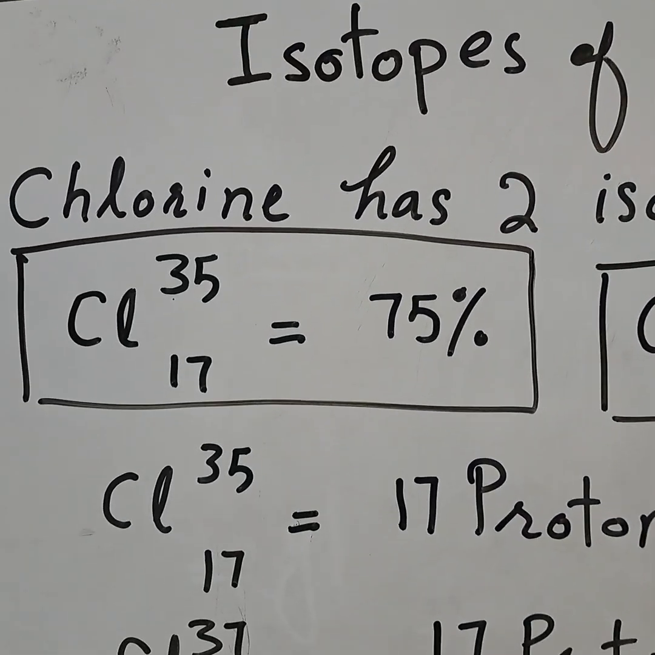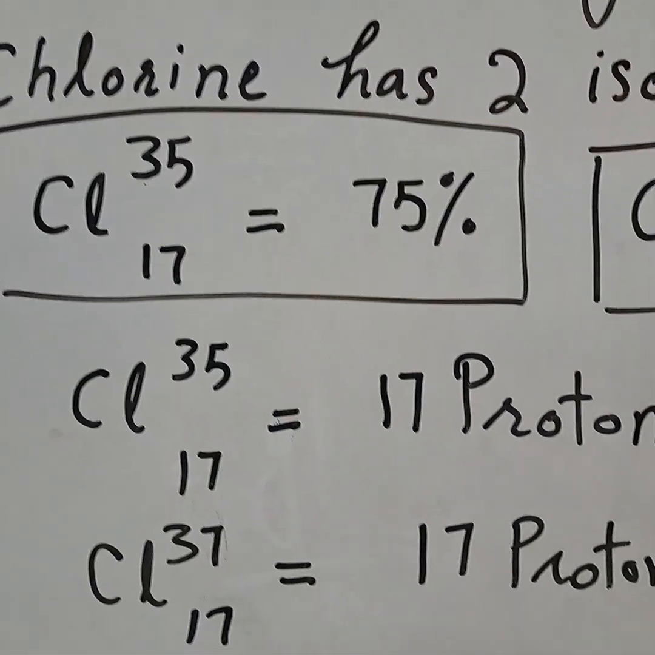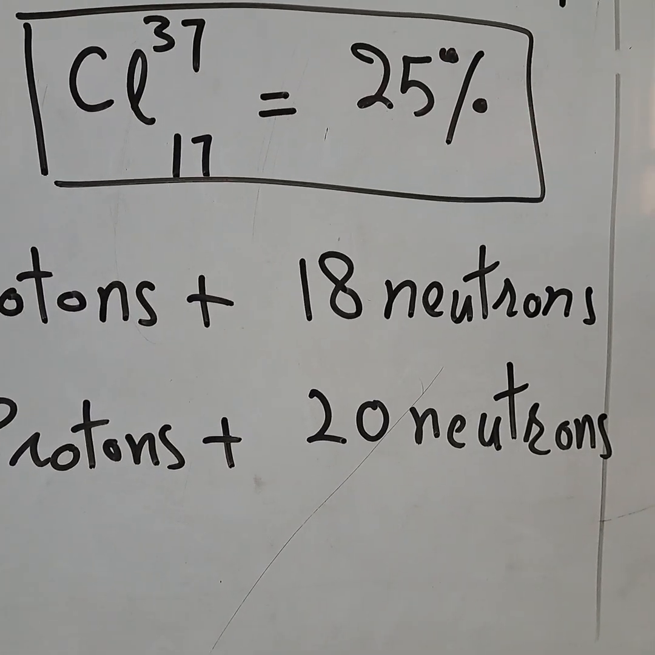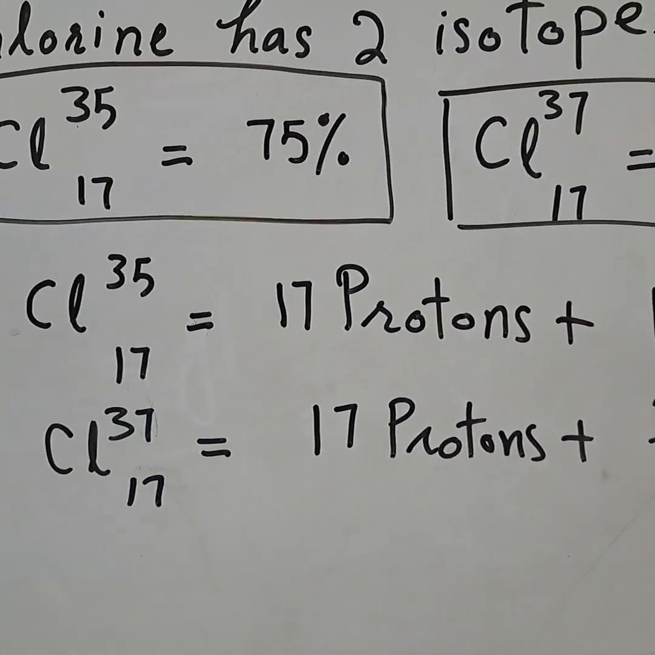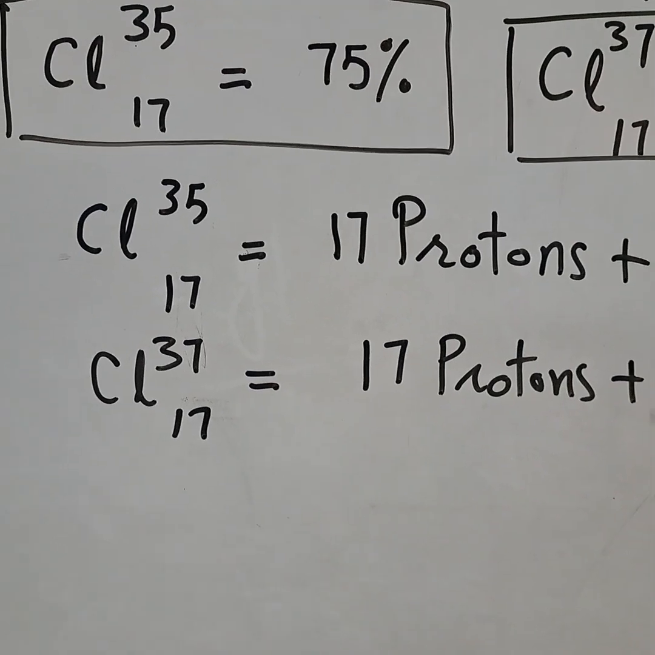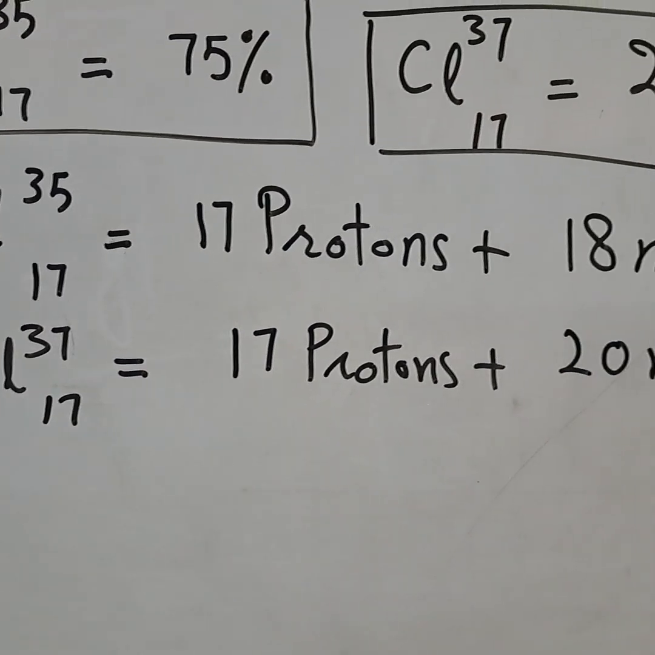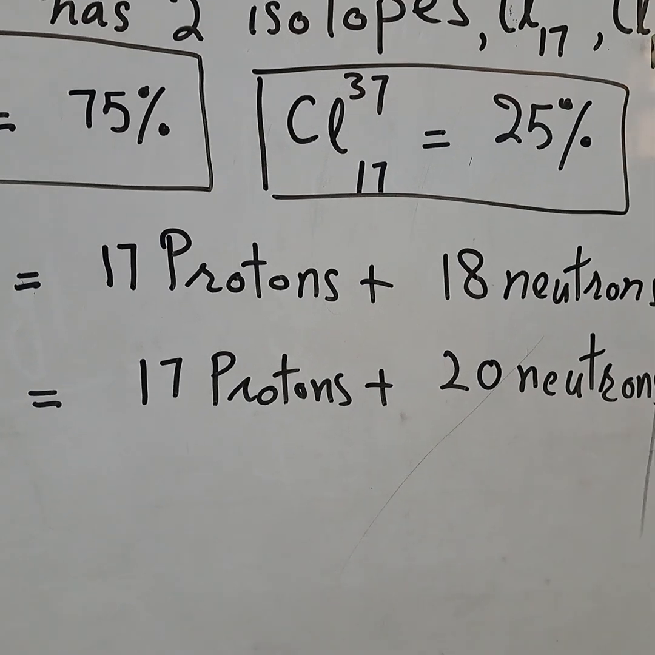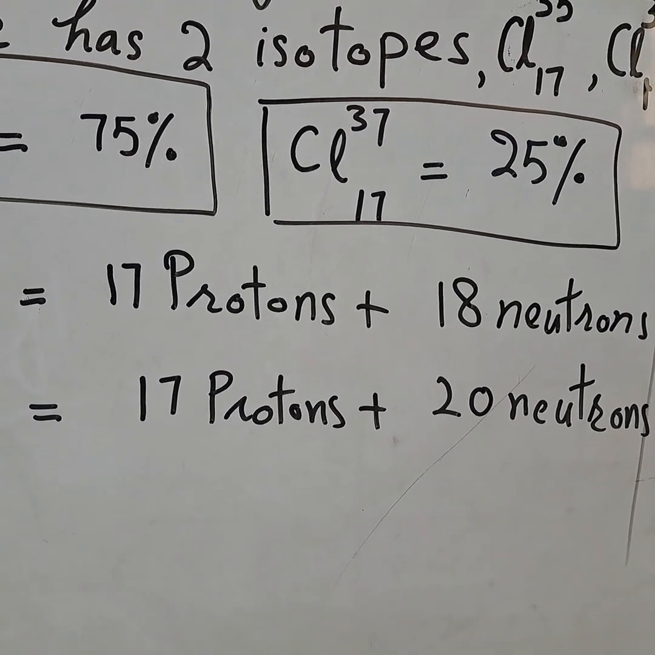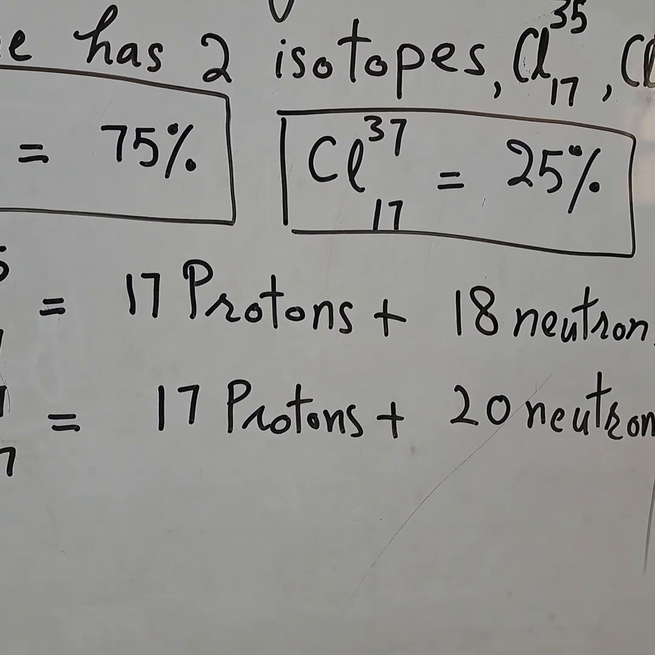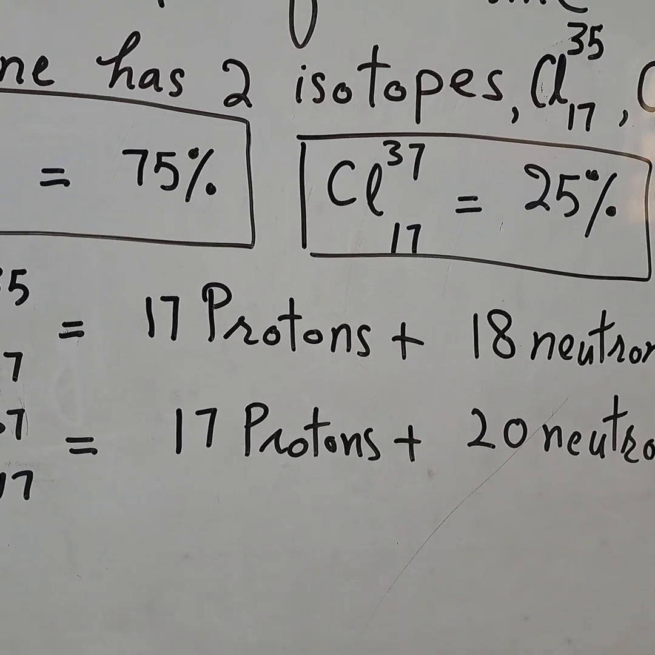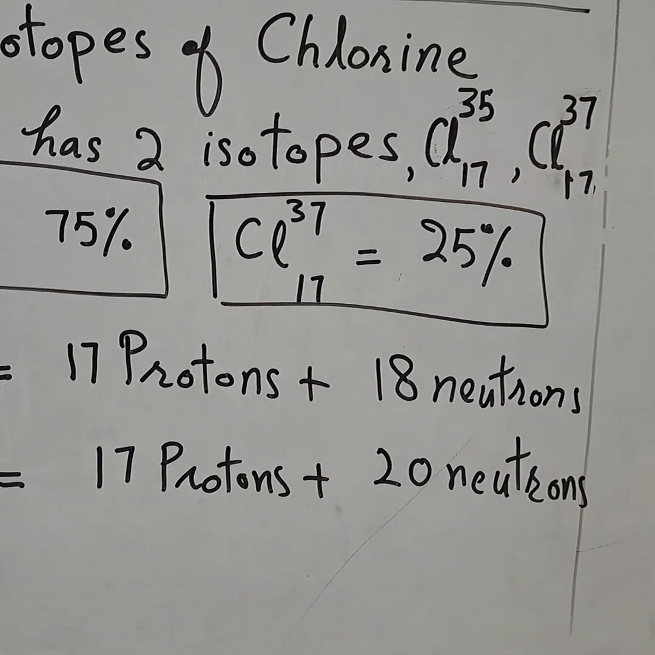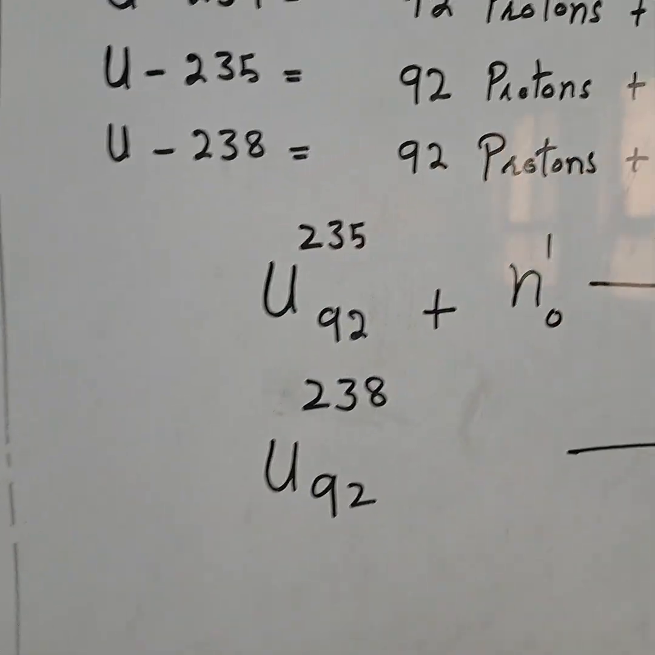The chlorine 35 has 17 protons and 18 neutrons, while chlorine 37 has 17 protons and 20 neutrons. Chlorine is a gas. It has greyish yellow color. It has irritating smell and it is fairly soluble in water.